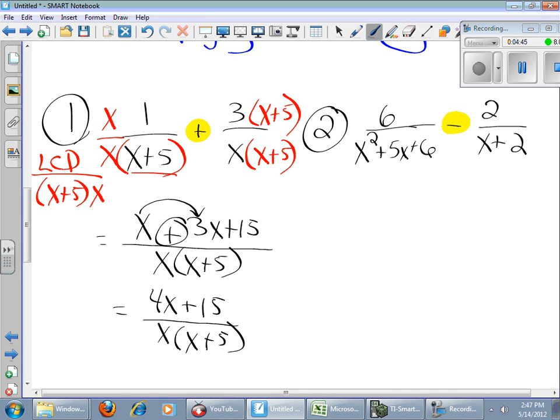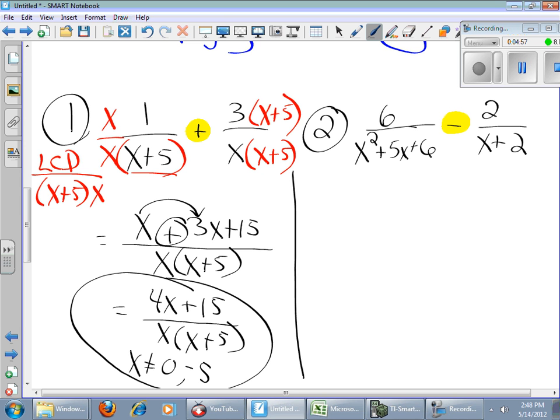I'm not going to forget to state my restrictions. X cannot equal 0 or -5. And there you go. Okay, if you need to go back and rewatch an old video on adding and subtracting, you go ahead and do that. All right, this one here, I need an LCD.